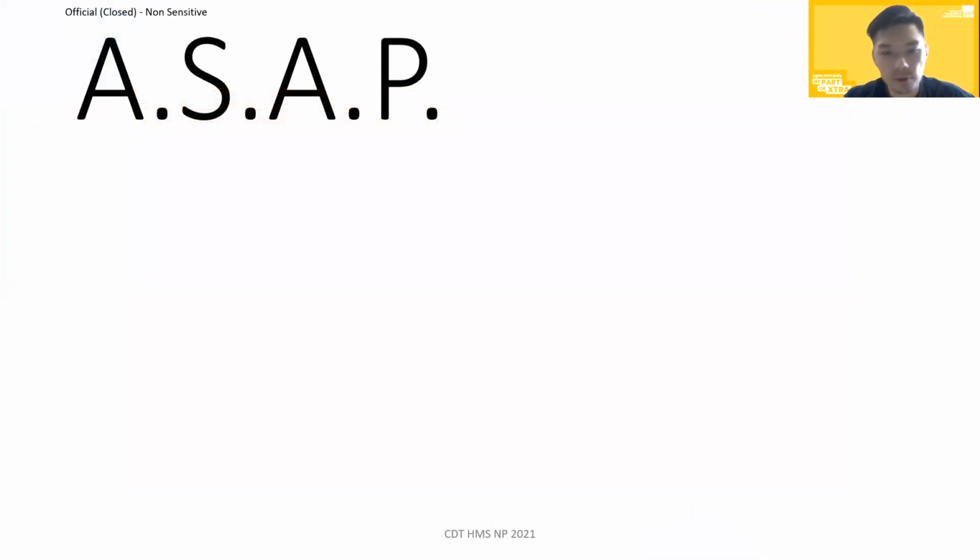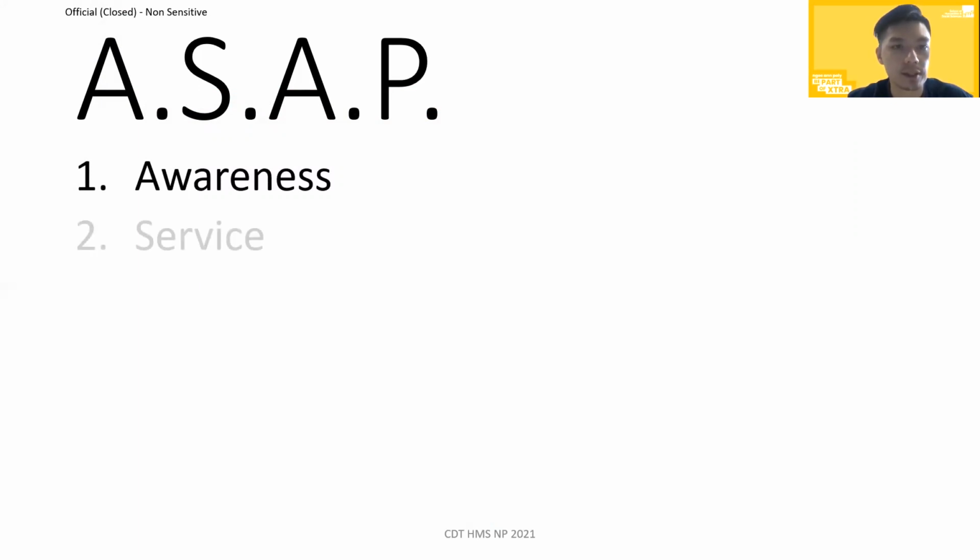Right, next, we move on to the third part of the equation. It's an abbreviation, ASAP. It's how you can act on your spark and your fire. So you can create awareness. The first A stands for awareness. We have S for service. So you can do a service to the issue or the community that you're passionate about.